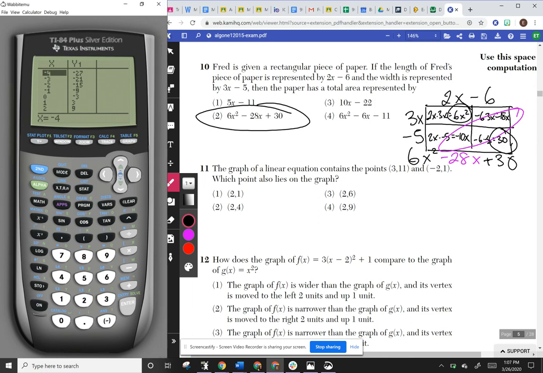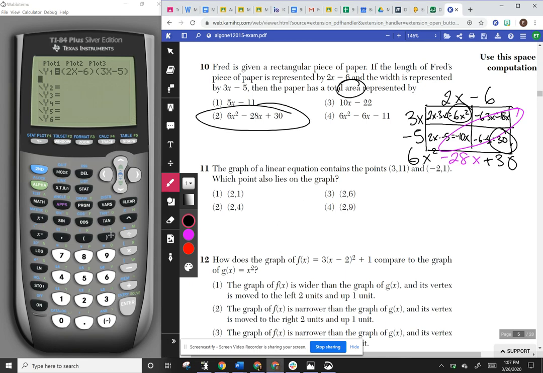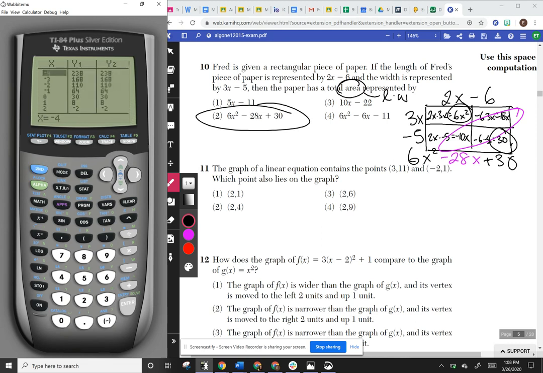This is another calculator one, by the way. So again, y equals, let's go ahead and put in 2x minus 6 and 3x minus 5. We're multiplying those, right? Because the area is length times width. So we got to multiply those two, which is why I did that before. All right, and now in y2, you're going to put each answer choice. Again, I'm going to just jump to the correct answer. Go to second graph. Our tables are identical, so 2 is the answer.